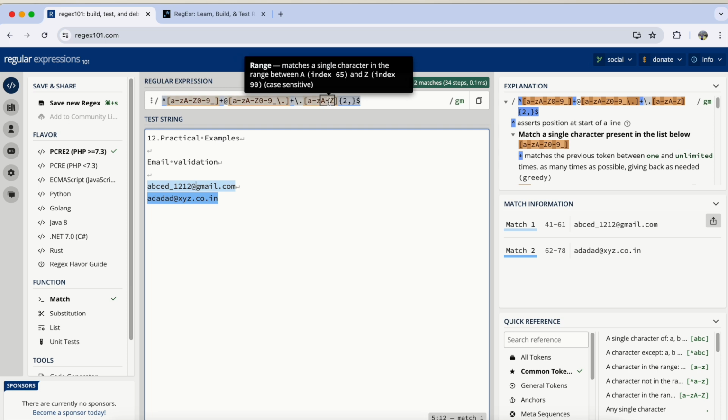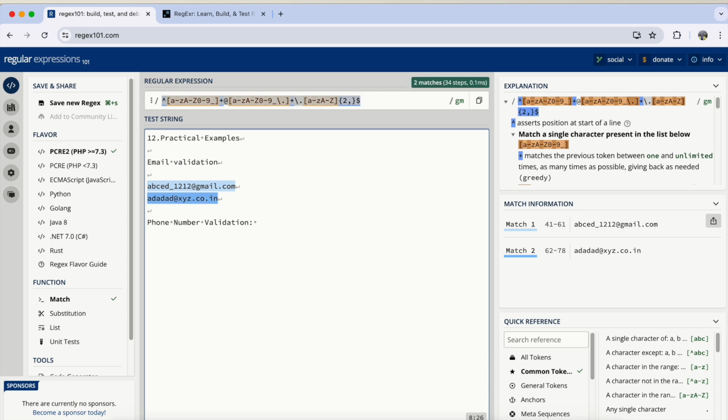There should be at least two occurrences or more of these characters, right? And then ending with dollar, which means ending with these characters. So this is the regular expression to validate the email ID. Now let us look into one more example of validating the mobile phone number.